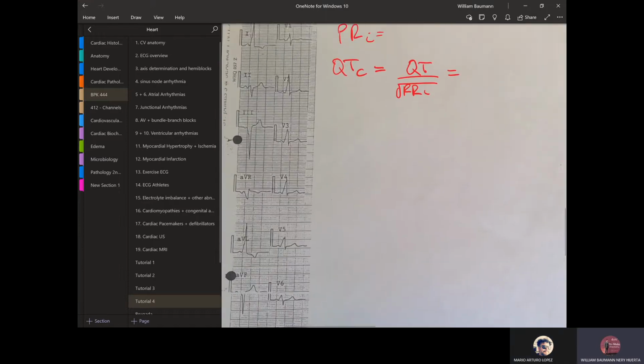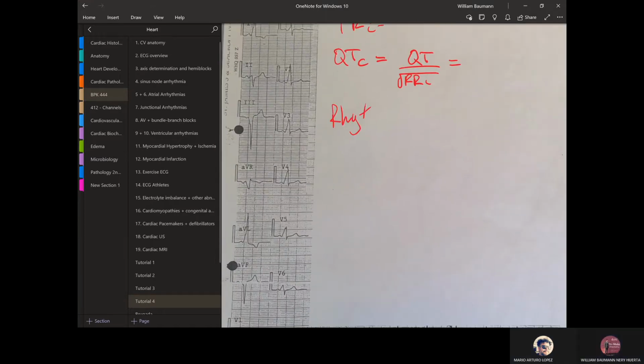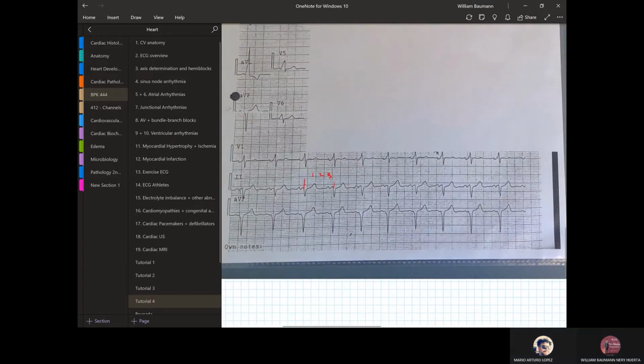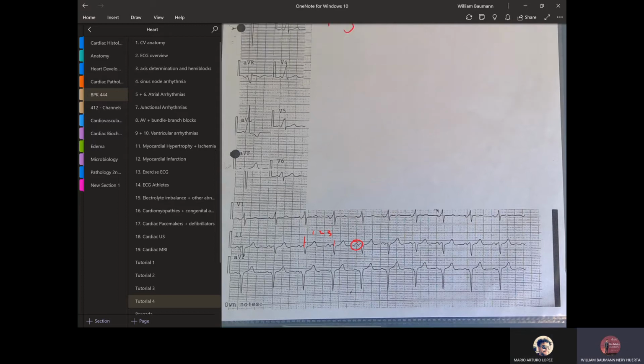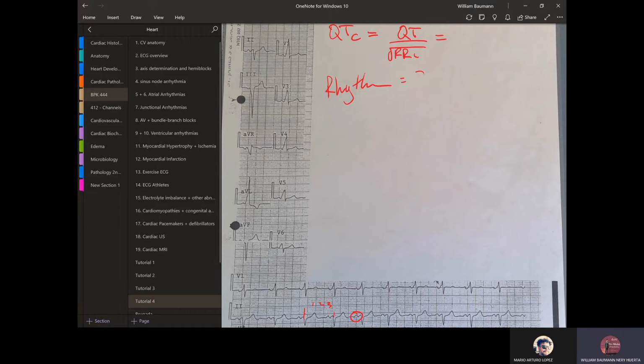How's our rhythm? It looked pretty consistent, pretty sinusy. The word is regular. Regular. Exactly. So we have a sinus rhythm because we do see a P wave. Each QRS does have a P wave. I didn't notice that. That is regular.